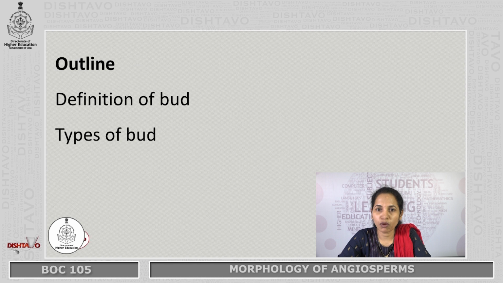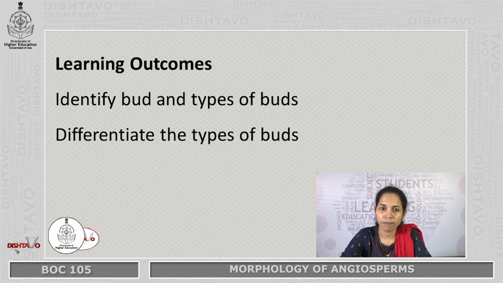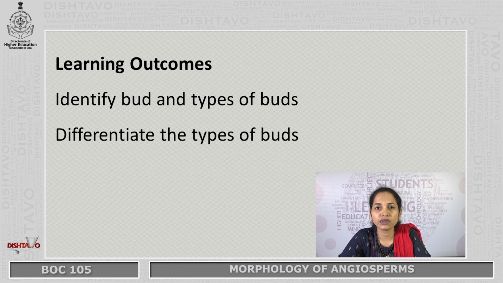To give you a brief outline of the module, we will be learning about the definition of bud and types of bud. The learning outcome of this module will be to identify bud and types of buds, and to differentiate the types of buds.